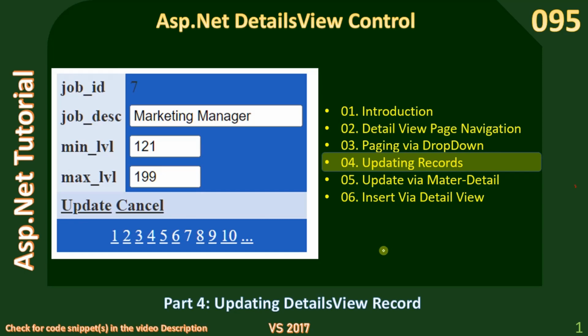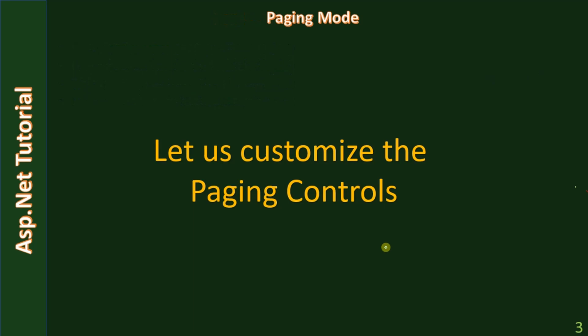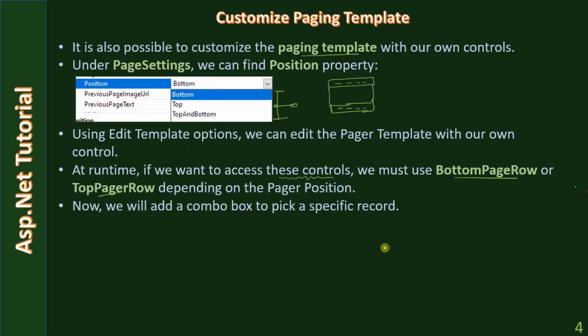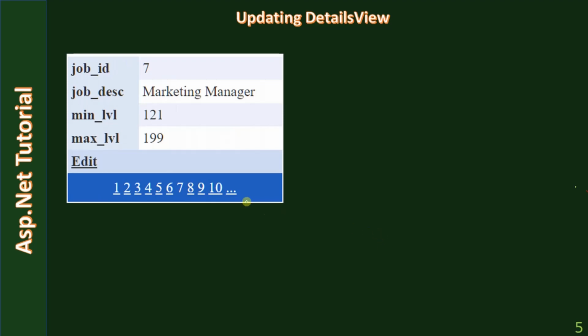In this video, we are going to see how to update detail view record. So what you are going to see here is we will be displaying the data from jobs table, right? And in the jobs table, you can also see there is an option for edit.